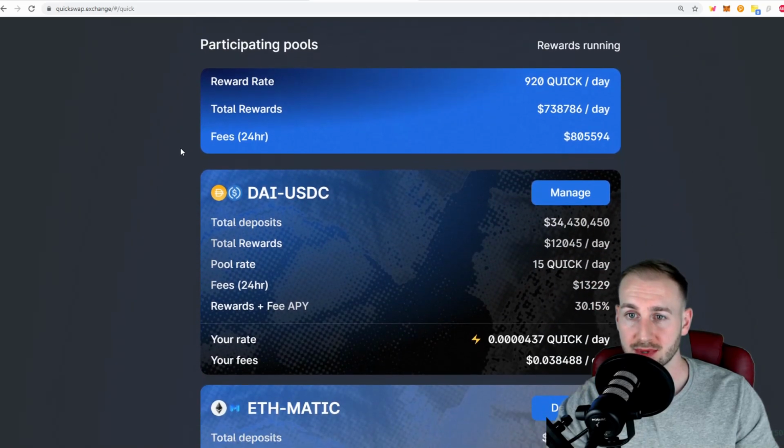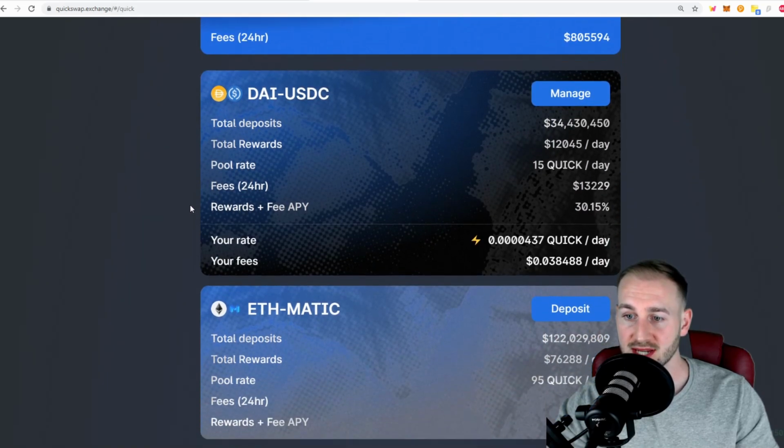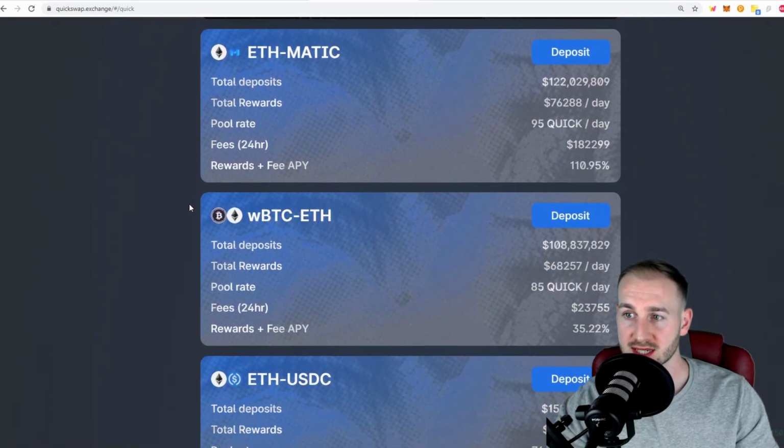You can see the pools I'm currently participating in, the DAI to USDC pool. And down here, you can see all the other pools, starting from the ETH to Matic pool. All pools on this DEX have a 50-50 ratio between the two tokens being supplied. So there will be equal value of Ethereum and equal value of Matic, totaling $122 million. The order in which these are listed goes by the amount of Quick per day being given as rewards to the various pools. So this is the biggest yielding one at 95 Quick per day.